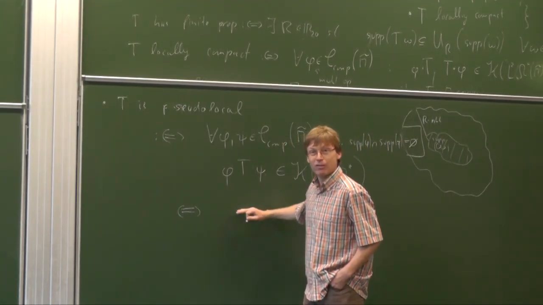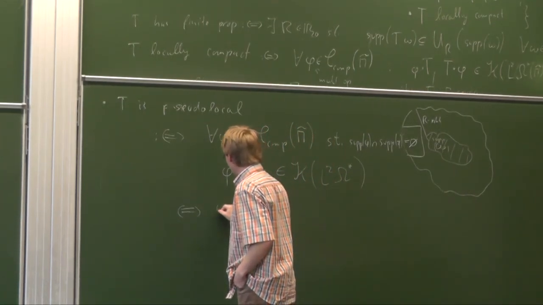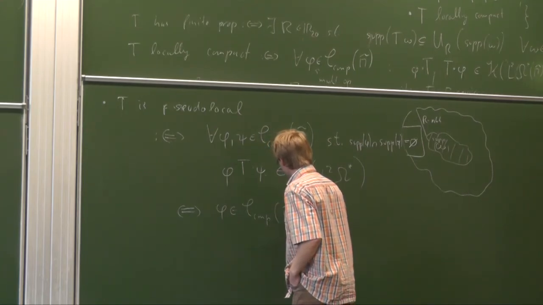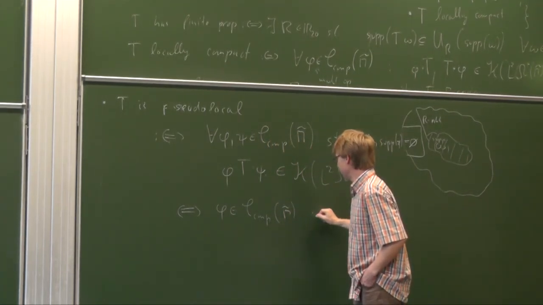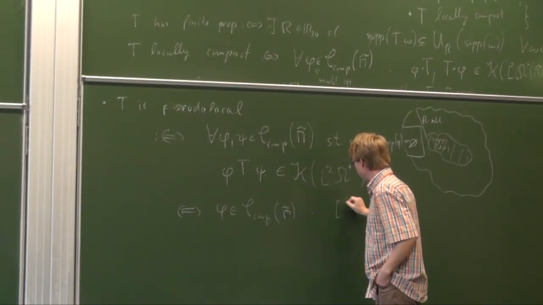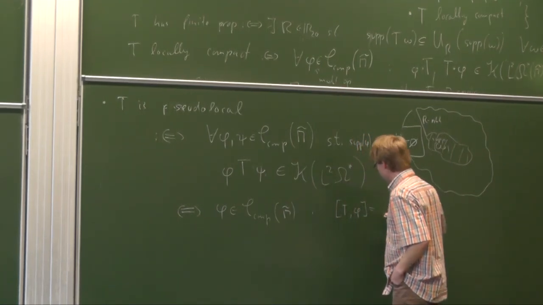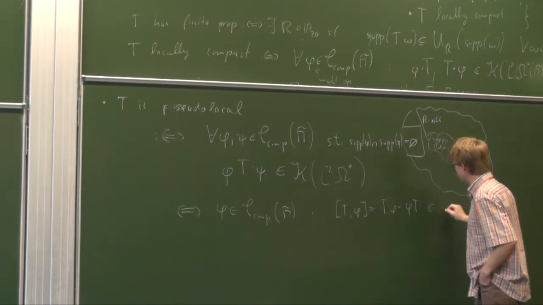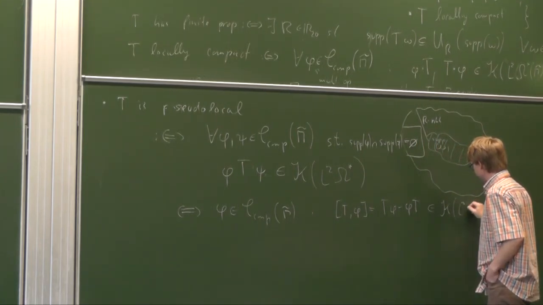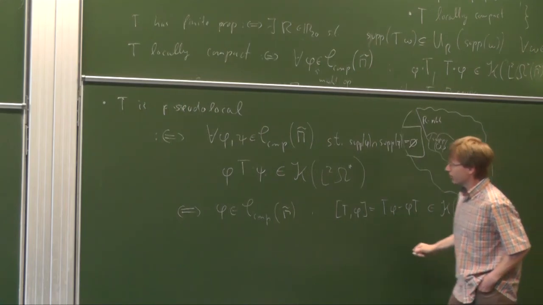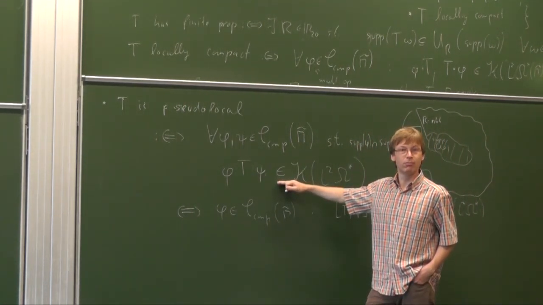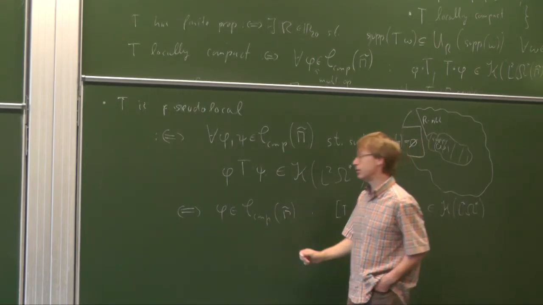stronger property holds, namely that if we take a compactly supported function phi, the commutator of T with multiplication by phi, so we call that T phi minus phi T, is a compact operator. To go from here to here is really easy. To go back is not so easy.